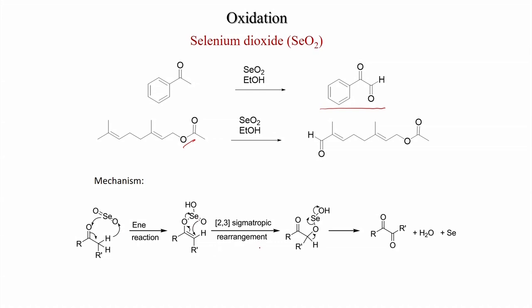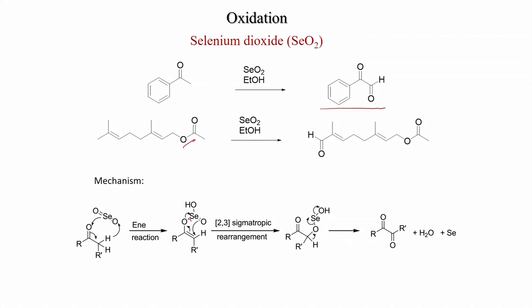Again a 2,3-sigmatropic rearrangement generates this one. This oxygen now reacts here, and you get oxygen-selenium bond breakage, so this bond breaks to make another oxygen-selenium bond. So earlier what we have seen is that for this kind of system, the water present in the solvent hydrolyzes this bond.